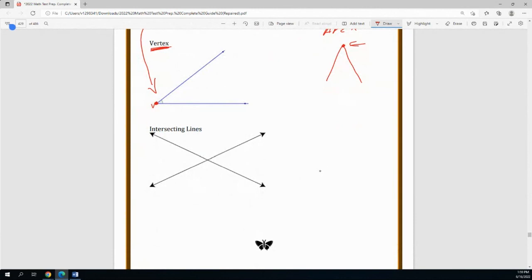Intersecting lines. What this means is that you have two lines, independent, and they cross each other at some point. This means that these two lines are intersecting.